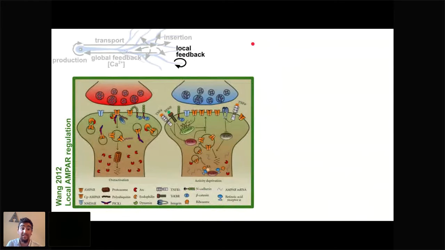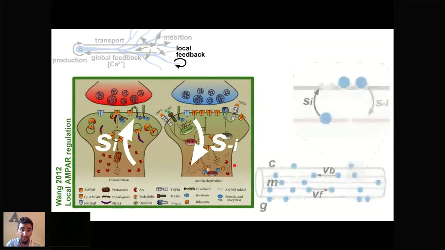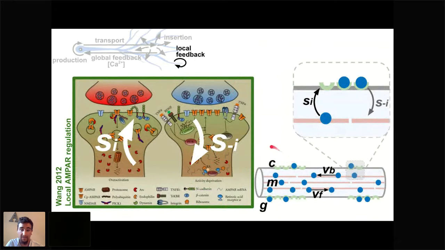I realized that although it seems very complex, what's going on here can be summarized with movement in two directions. Some AMPA receptors are activated, we're calling that SI, and some AMPA receptors are inactivated, that's S minus I. So that's what we did. That's how we designed it. And this entire figure outlined in green can be simplified to one arrow for local AMPA regulation.